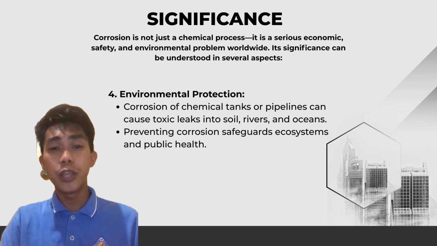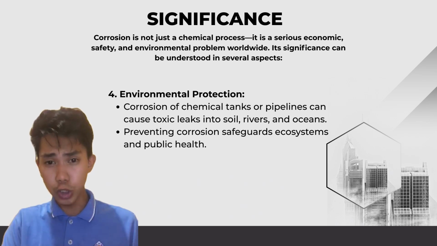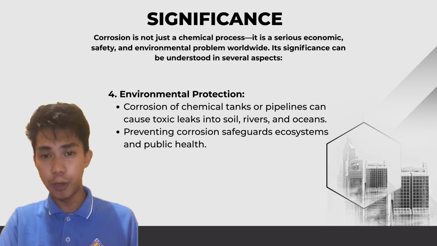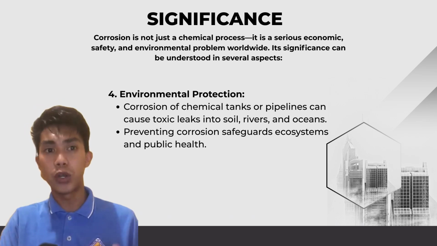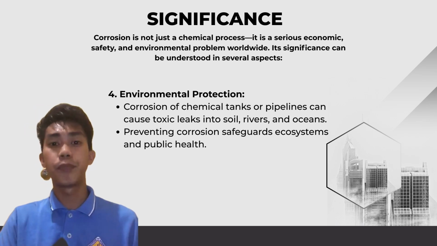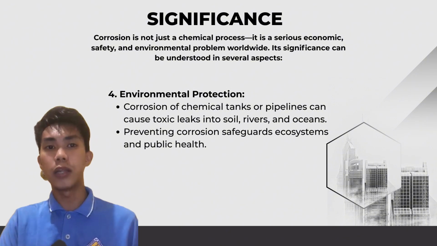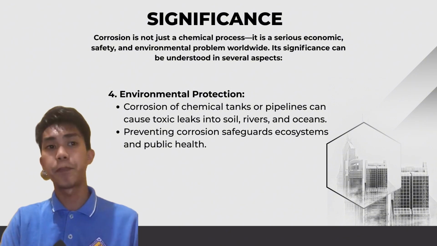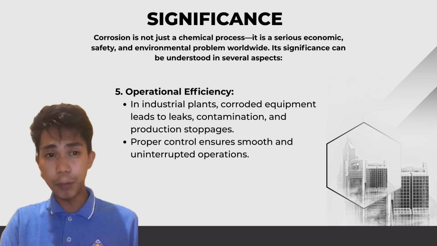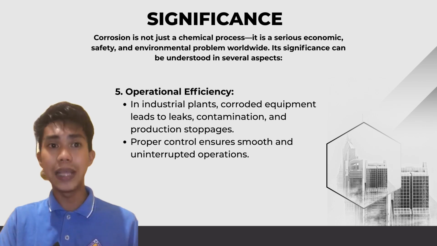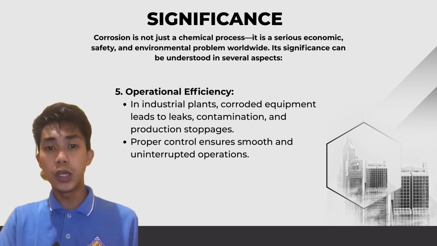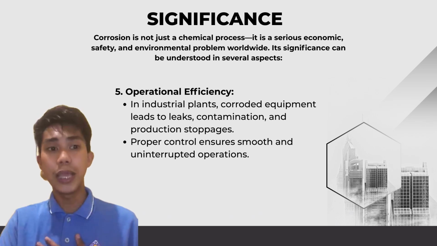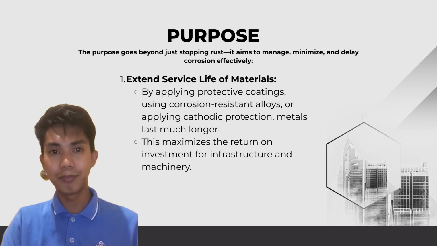Number four, environmental protection. Corrosion of chemical tanks or pipes can cause leaks into soil, rivers, and oceans. Preventing corrosion safeguards our ecosystem and public health. Number five, operational efficiency. In industrial plants, corroded equipment leads to leaks, contamination, and production stoppages. Proper control ensures smooth and uninterrupted operation.